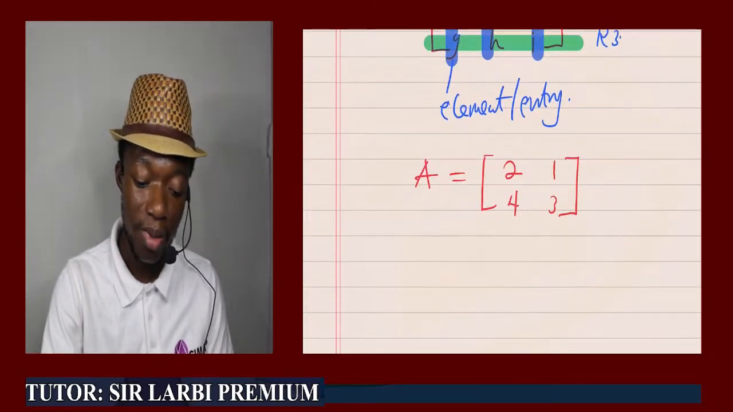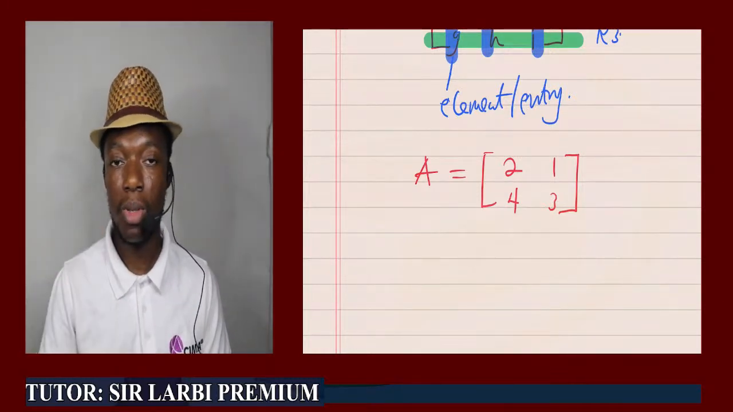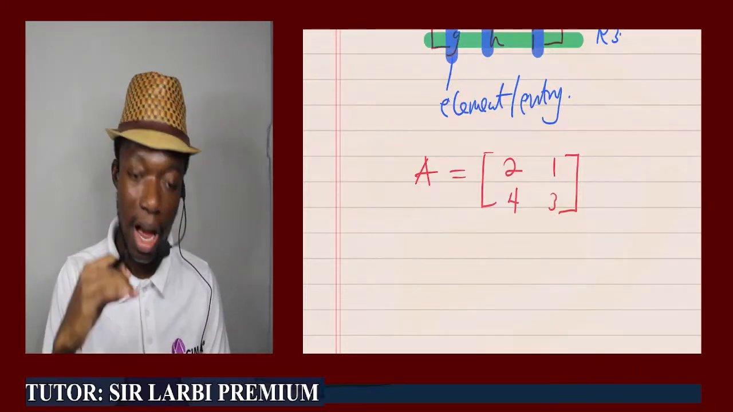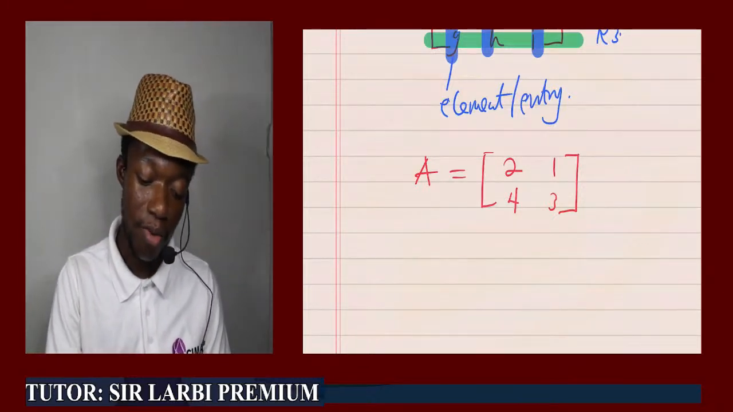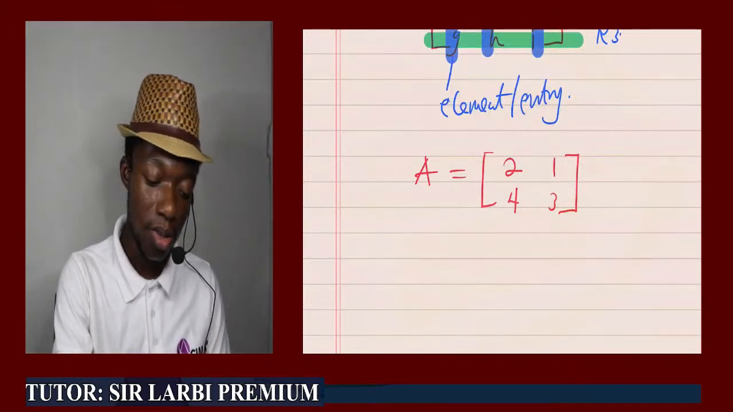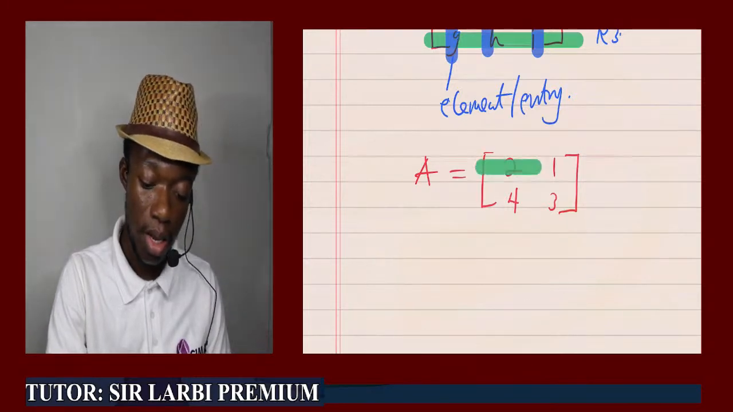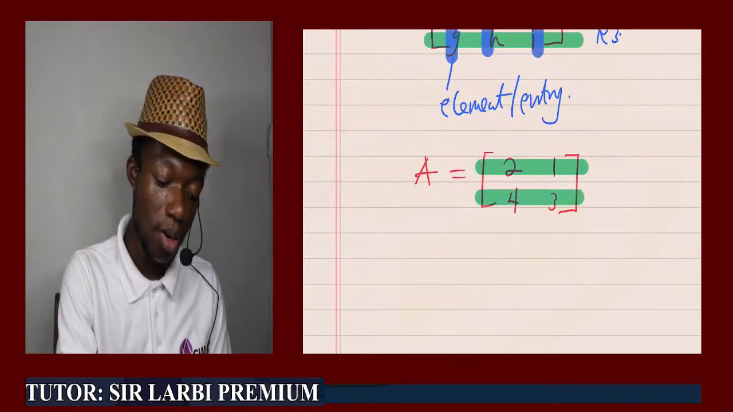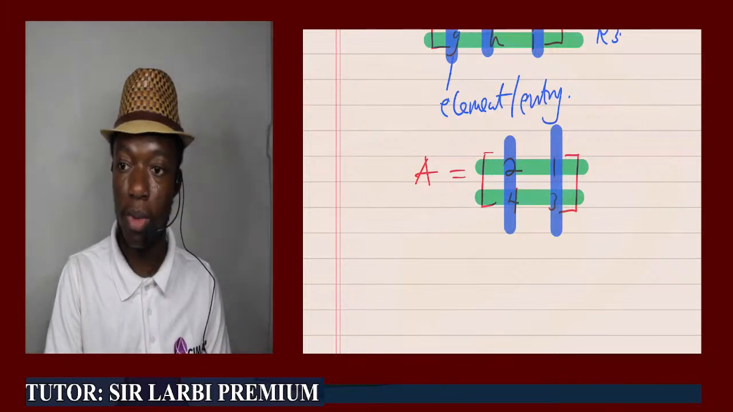So by the size of a matrix, we are taking into account how many rows we have and how many columns we have. That determines the size of a matrix. For instance, if I have matrix A that you can see here, you can clearly see that this matrix consists of 2 rows and 2 columns.